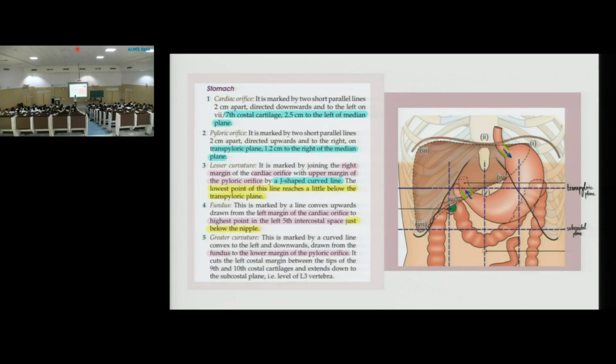This is about the cardiac orifice and how it is oriented. It is directed downwards and towards the left. Then we shall come to the pyloric orifice.